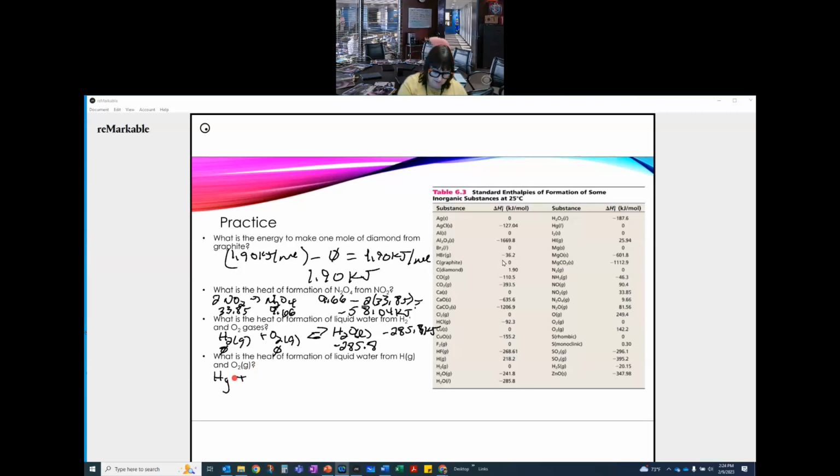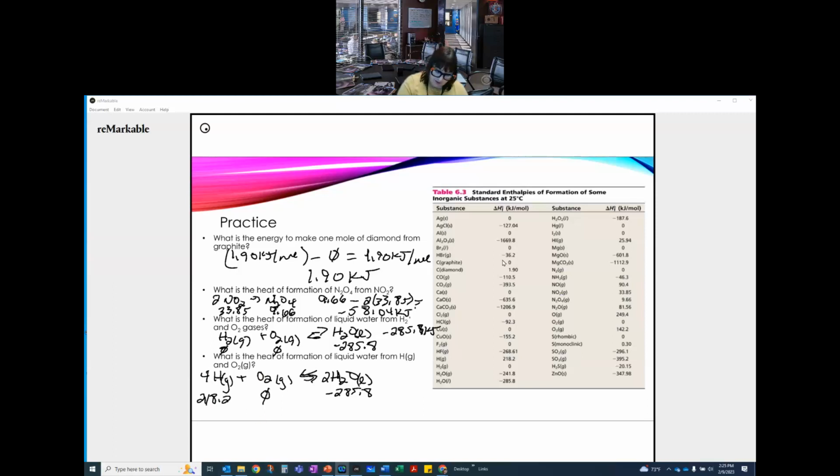and O2 gas. Well, okay, if I have O2 and I want to make an H2O, I need 2 of those. So that gets my oxygen straight. That means that I need 4 of these H's. So my H2O, and I'm looking to make a liquid here. That's negative 285.8, because we looked that up last time. The O2 is 0. That 4H, remember we talked about this last time, is 218.2.